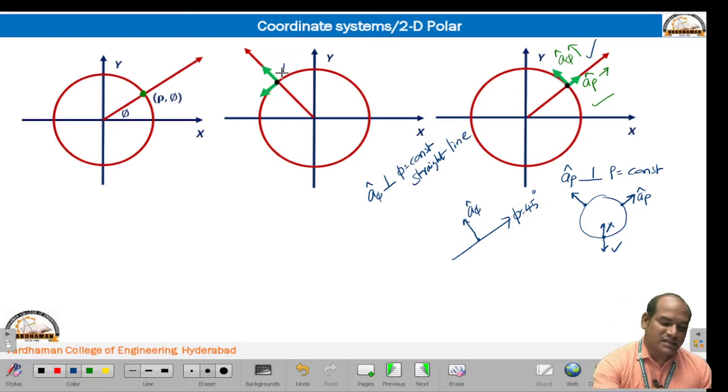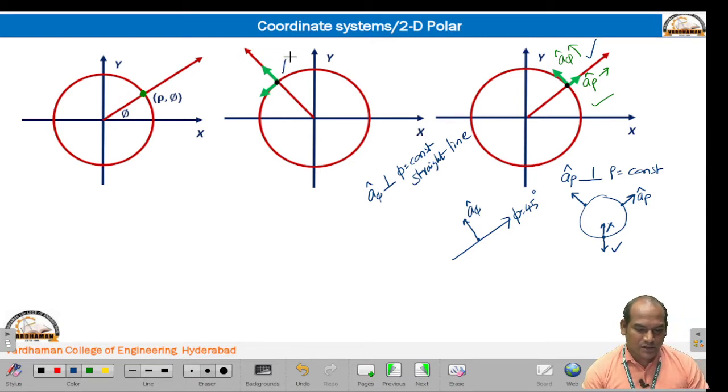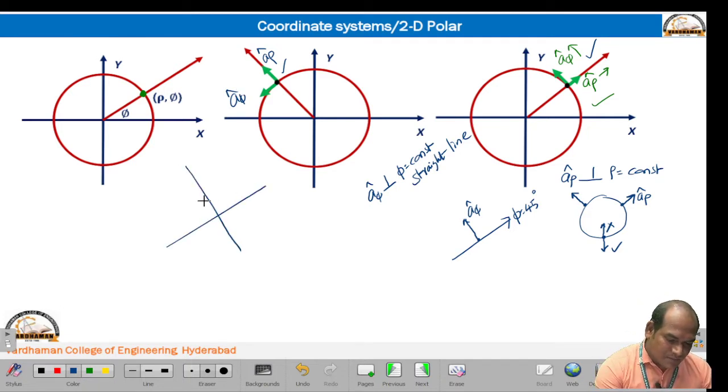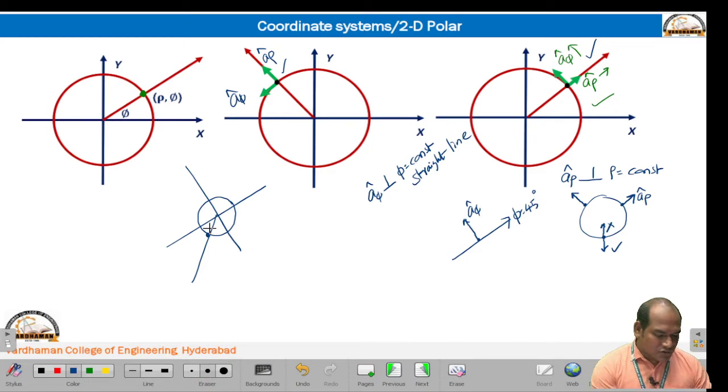Otherwise, if the point is here, I have given one more example here. So, this is the point, and for the circle a_rho cap is perpendicular. For the straight line, a_phi cap is perpendicular. You can take any other example also. For example, the point is here, the point is this one. So, what is the direction of a_rho cap? This is the direction of a_rho cap radially coming outside, and what is the direction of a_phi cap? That is this one.